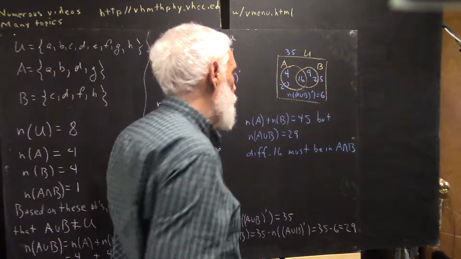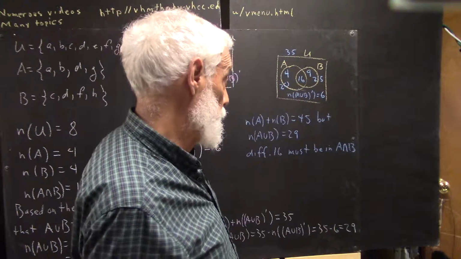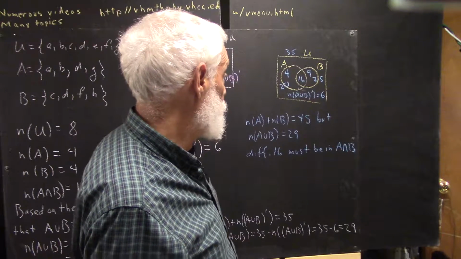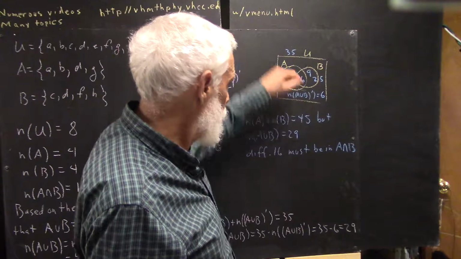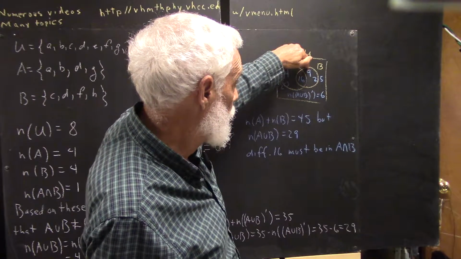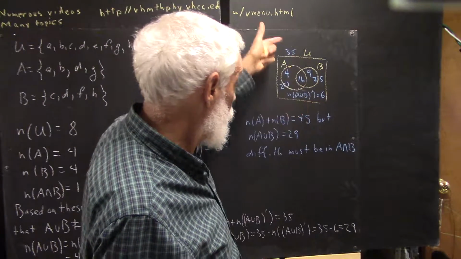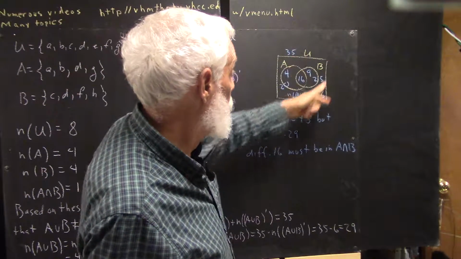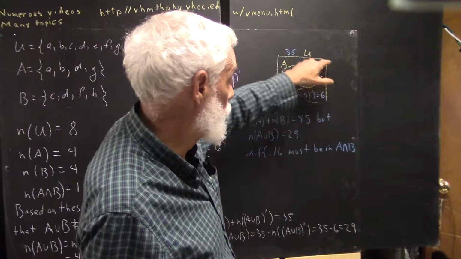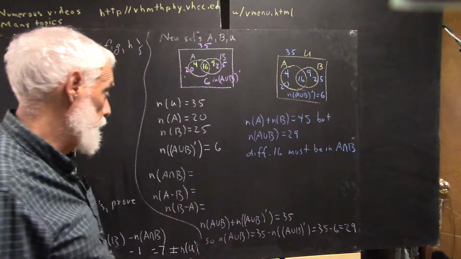Now notice that those numbers are written inside of the regions, not on the boundaries of the regions. Okay? So they indicate the numbers in the smaller regions here. So we have 4, 16, 9, and 6. And of course, if we add those up, we get 35. We get all 35 members of the universal set, and we've accounted for all 35 members of the universal set.